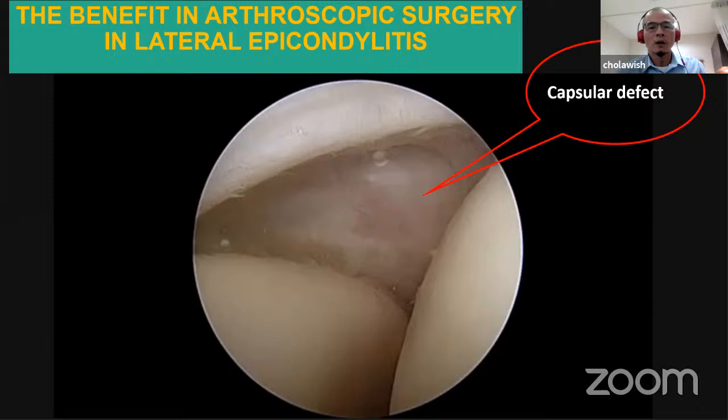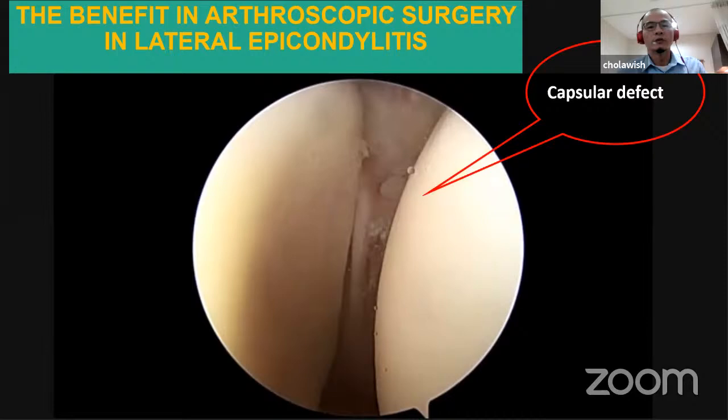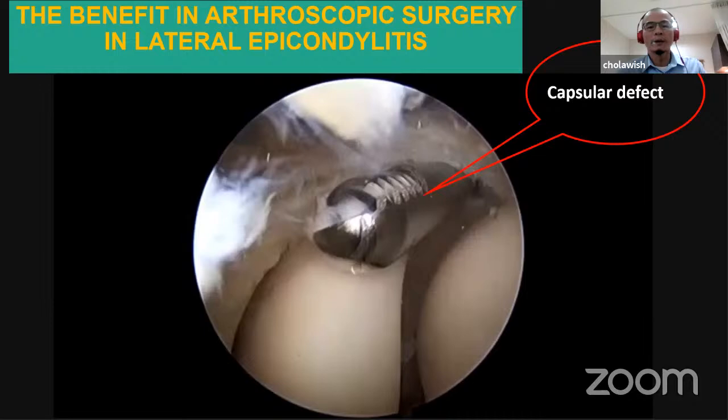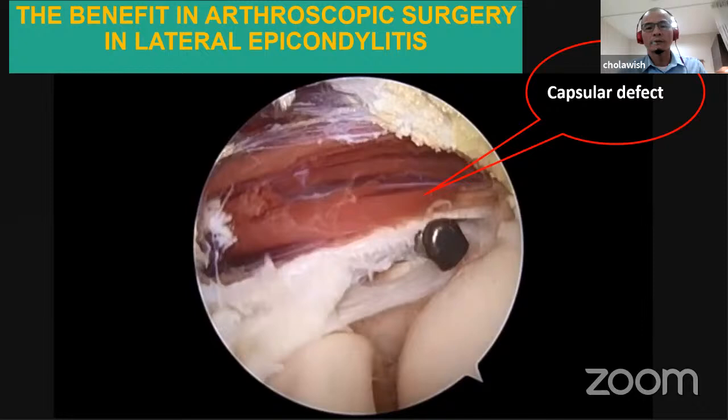This is a video clip to show the capsular defect. I can introduce the shaver and lateral radiofrequency to debride the capsule and also release the ECRB tendon in there. Be careful not to damage the LCL.